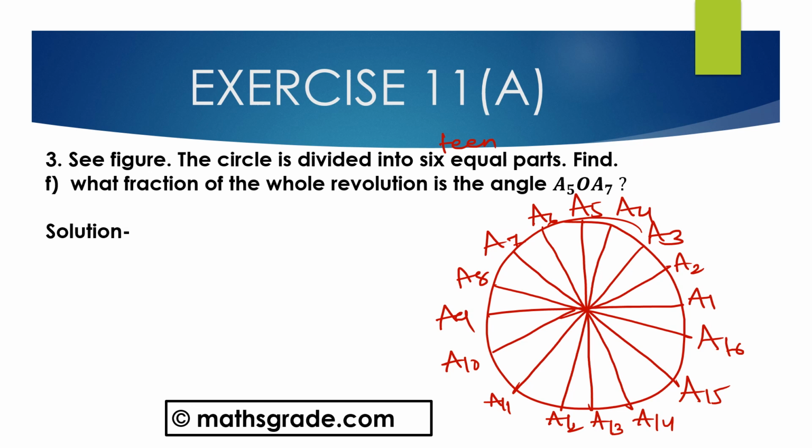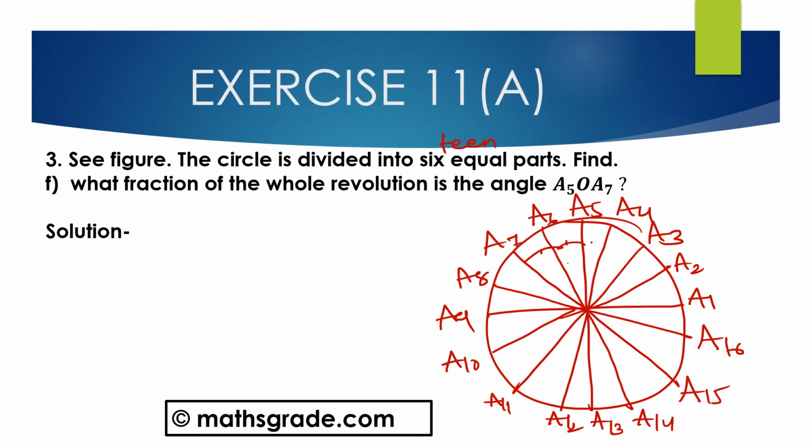Now, what fraction of the whole revolution is the angle A5OA7? Angle A5OA7: 1, 2, 3. A5 to O7, 1, 2. A5 to O7, that is 2. So the whole circle is divided into 16 equal parts. That is the whole, then 2 parts can be taken out of these 16 equal parts.